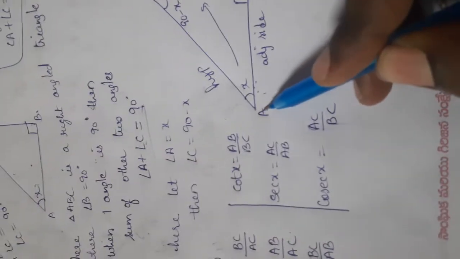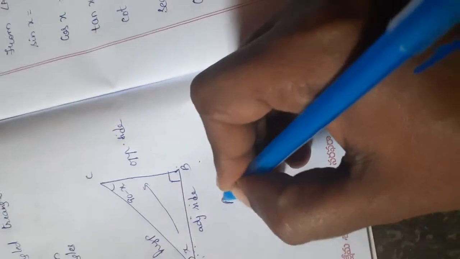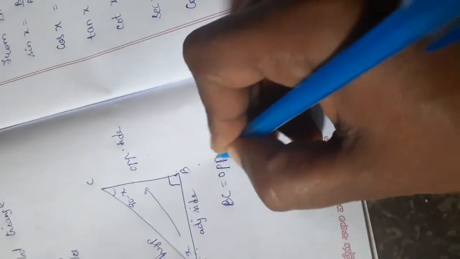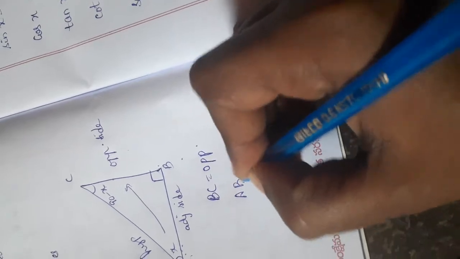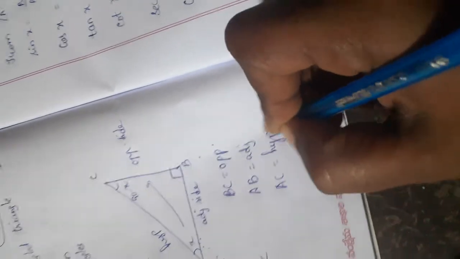Okay, sine A. Here angle A is x, so I am writing directly sine x, opposite by hypotenuse. See here, I am writing BC is opposite side, AB is adjacent side, AC is hypotenuse side.